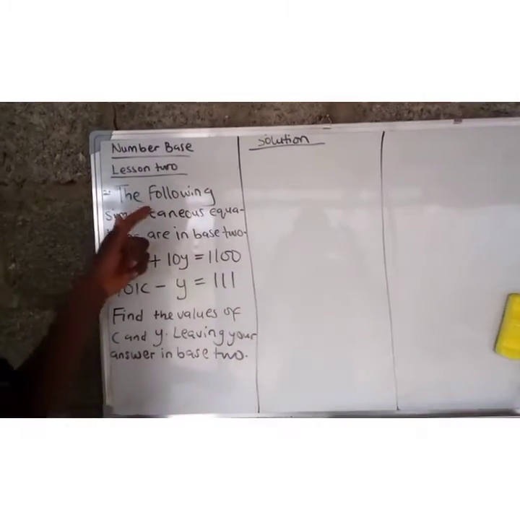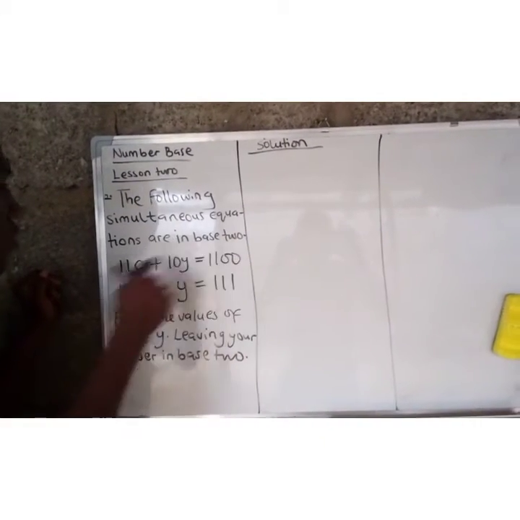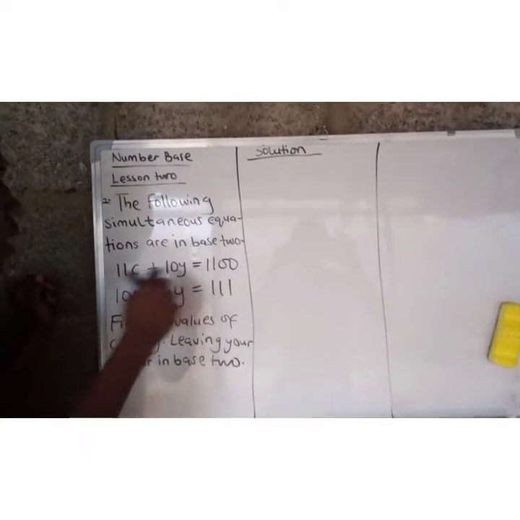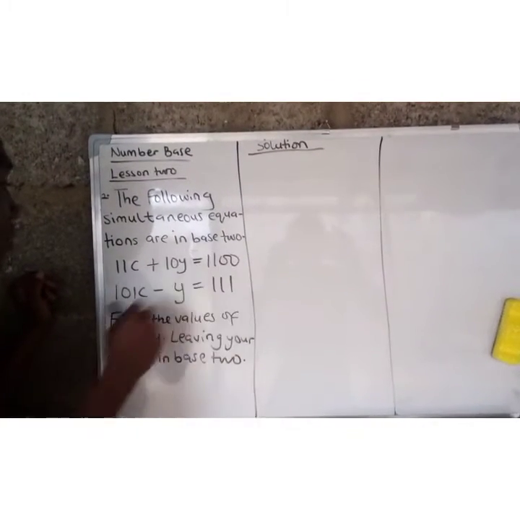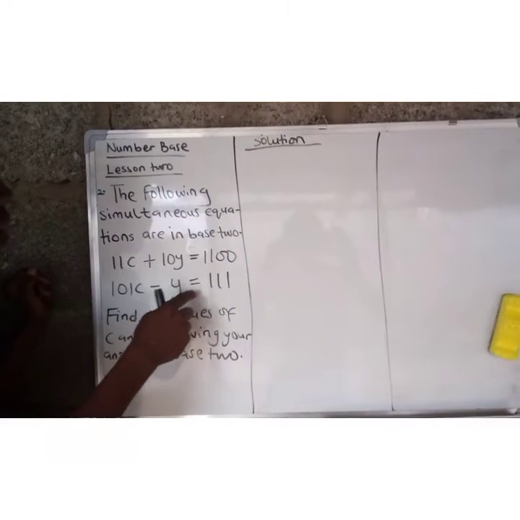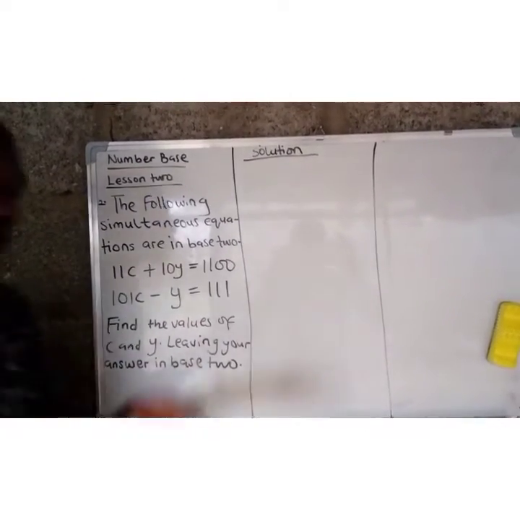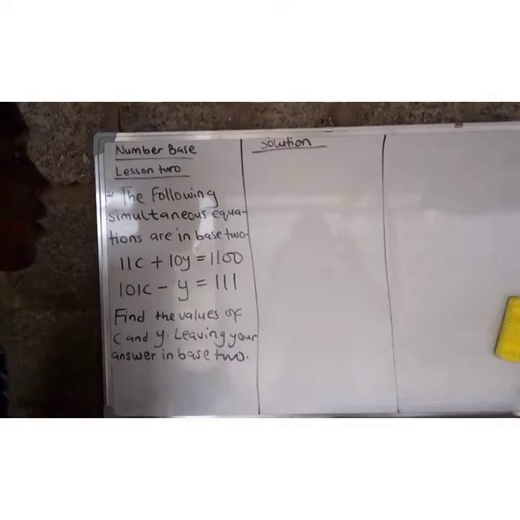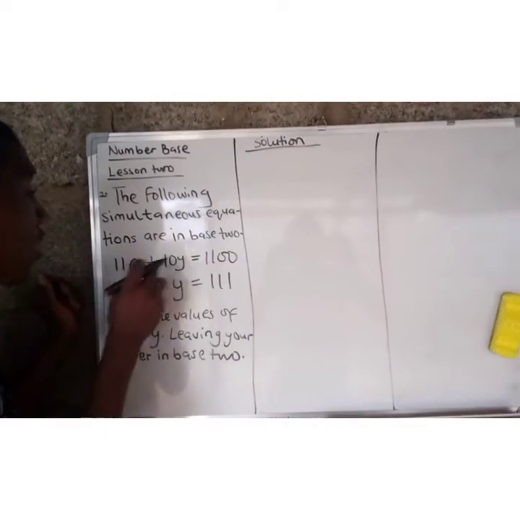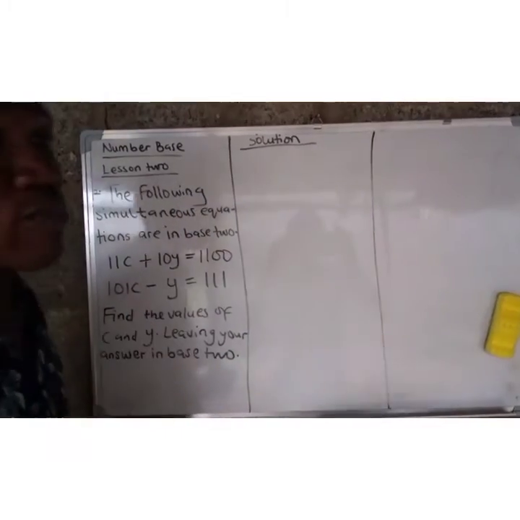The question here on the board says, the following simultaneous equations are in base 2. As you can see, 11c plus 10y is equal to 1100. Then 101c minus 1y is equal to 111. Find the values of c and y. The first thing we need to do is to convert every base 2 number here, that's this one, and this, and this, to base 10.